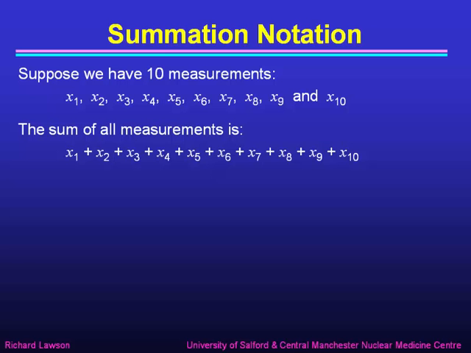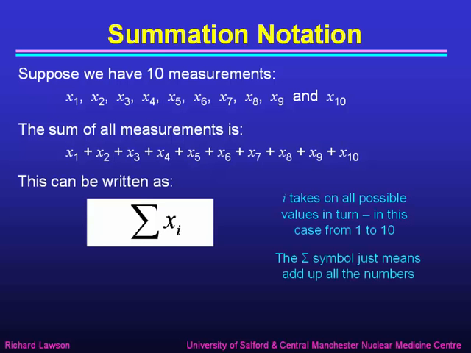That's rather a long-winded way of writing things, so we have a shorthand notation where we write sigma xi. Here xi, the i means 1, 2, 3, 4, all the possible values. In this case there were 10 values from 1 to 10, so xi means x1 and then x2 and then x3 all the way up to x10. And the Greek letter sigma is just a summation symbol, which means add up all the numbers. So we read that as sigma xi and we interpret it as add up all the values of x.